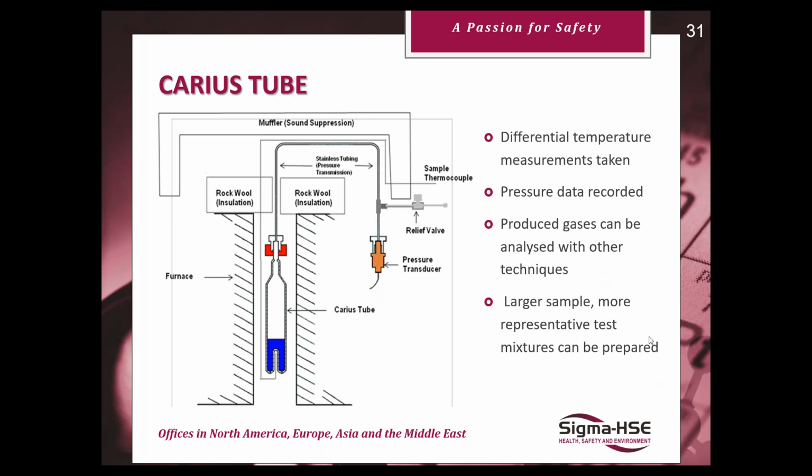And the larger the sample, again, the more representative the test can be of complex mixtures, those with minority catalysts present, or solid solvent mixtures. It's much easier to test in the Carius tube to be representative.